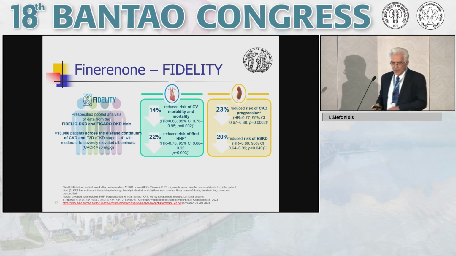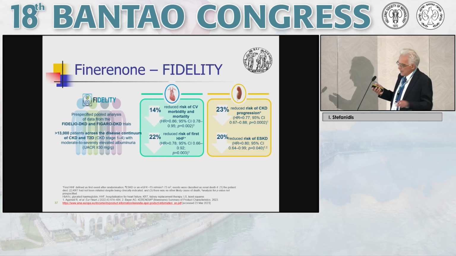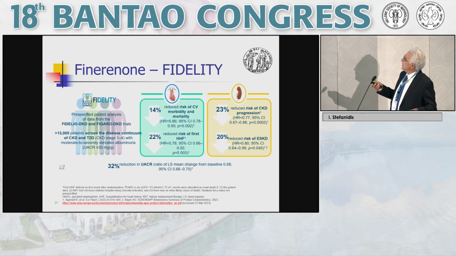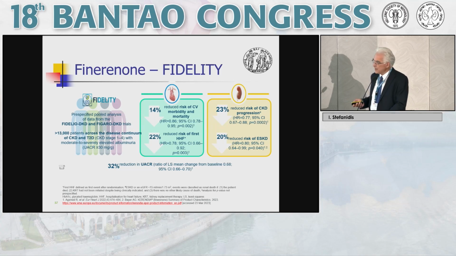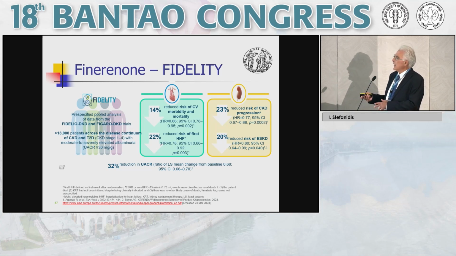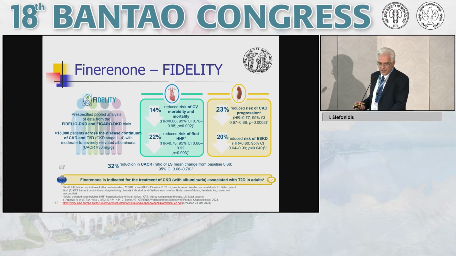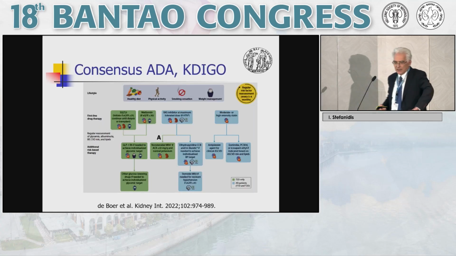Coming to the combination, because it was planned, the combination of both studies in Fidelity showed a 23% reduction of the progression of CKD overall, and a 20% reduction of the risk of end-stage renal disease, in parallel with a reduction of the urinary albumin-creatinine ratio of more than 30%. And that led to the indication of the drug in the European Union in diabetic patients with kidney disease.